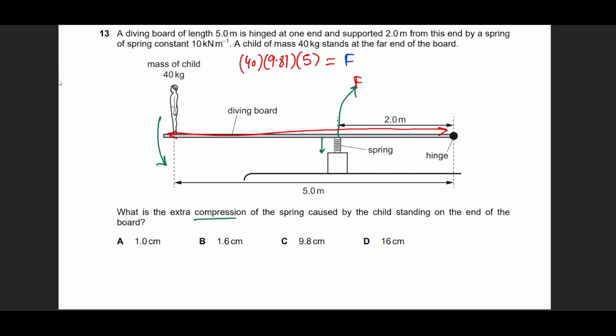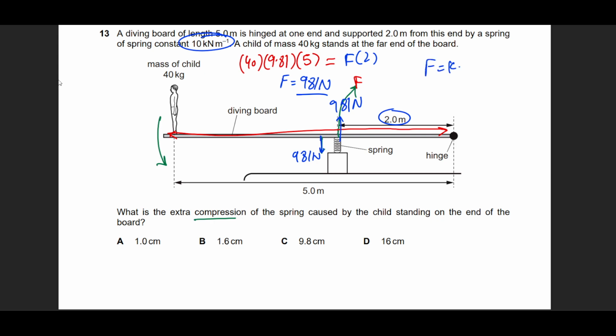And the spring constant is known as 10 kilonewtons. We'll get to that later. And then we have a distance, which we already know, which is from the pivot, it's 2. Now, when you do that, you find the force to be equal to 981 newtons. So the spring is experiencing a force of 981 newtons, and it is applying a force of 981 newtons to hold back this child at this position.